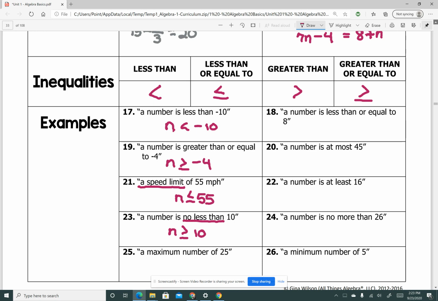Now we have a maximum of 25. So can the number be 25? Yes. Can it be more than 25? No. So n must be less than or equal to 25. So pause the video and try to do the right side on your own.